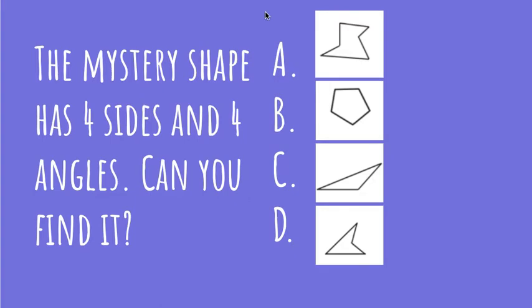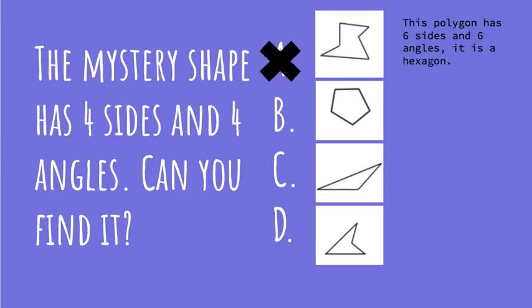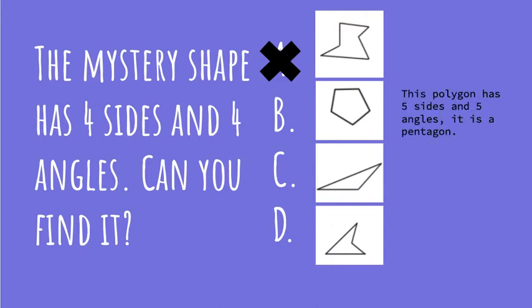All right, let's look at A first. Go ahead and count the sides and count the angles. I counted the sides and angles, and I got 6 sides and 6 angles. So that means it's a hexagon, and it's not our mystery shape because we were looking for 4 sides and 4 angles. Now let's look at B. Go ahead and count it on your own. I counted, I got 1, 2, 3, 4, 5 sides, so B is not our mystery shape. It has 5 sides and 5 angles, and it's called a pentagon, but it's not our shape.